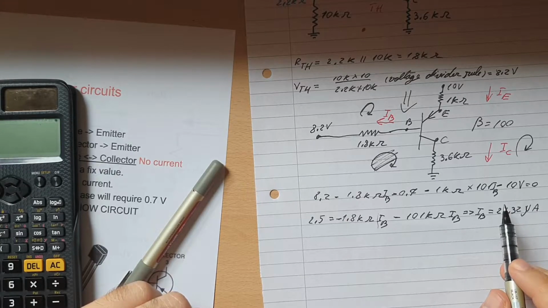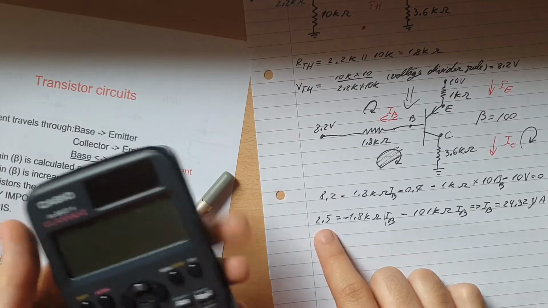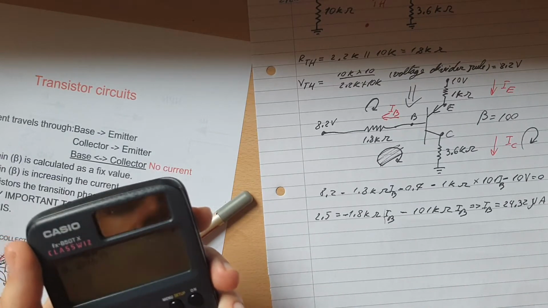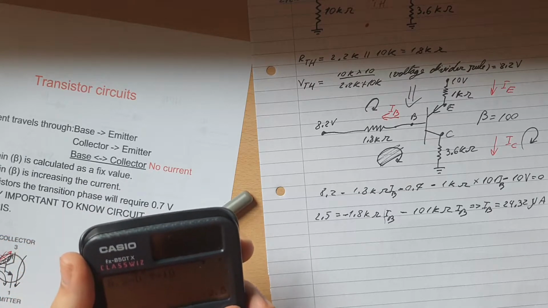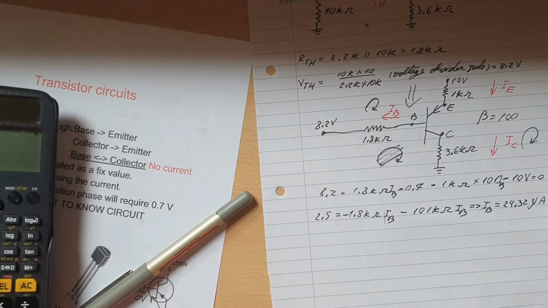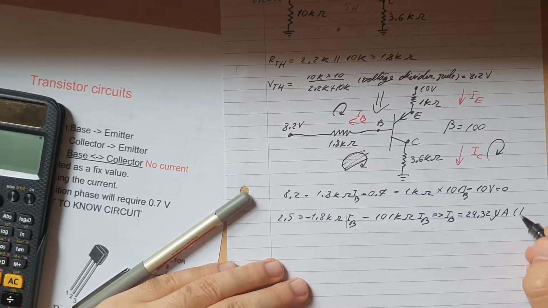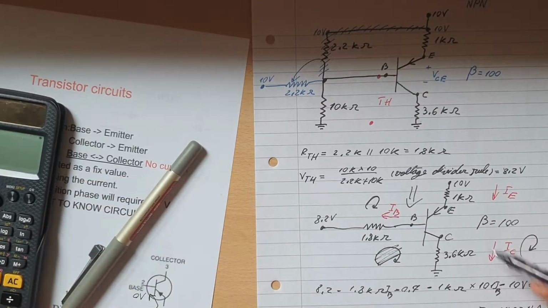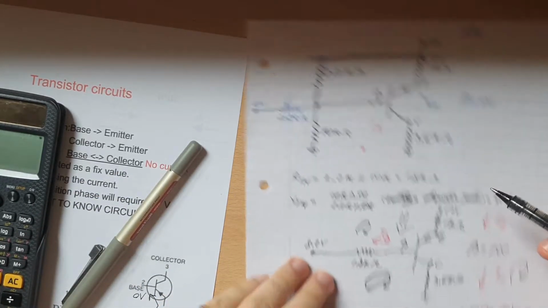But something else doesn't. Is it really 2.5? 2.8 minus 0.7 minus 10. Yeah, it is 2.5. Strange. Okay, so that's the IB. Now that we know IB, we can easily find the other values. And remember, we only need to find the VCE.